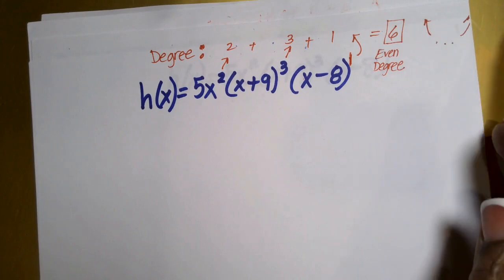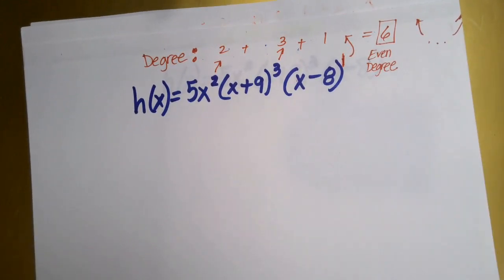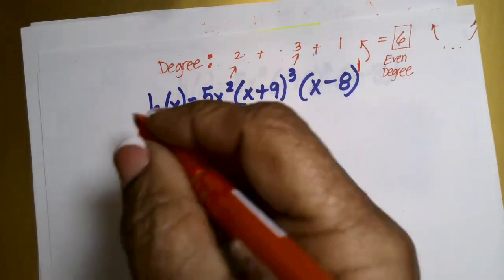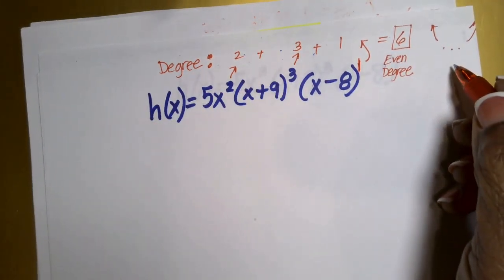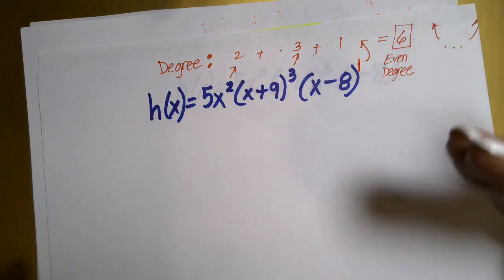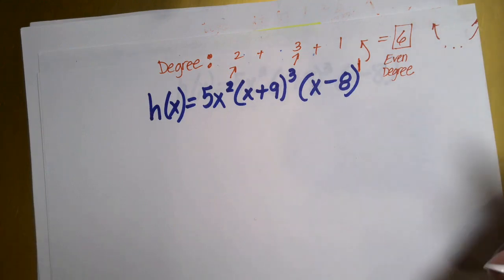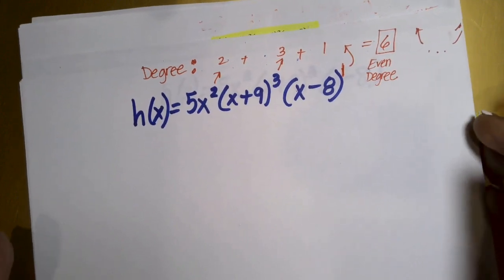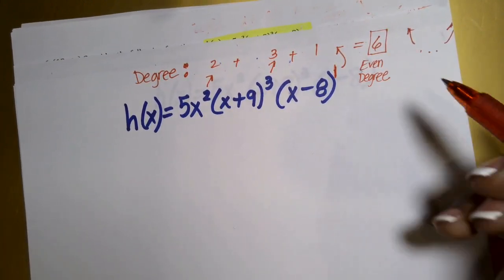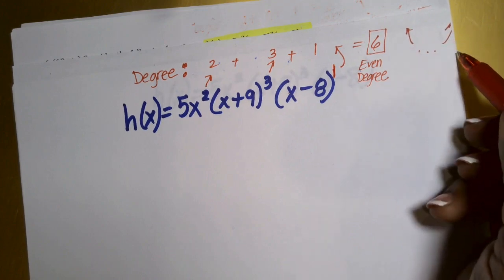Whenever you have even degrees, the end behaviors will do the same thing. Think of a parabola. If the leading coefficient a is positive, then both ends will rise, rise on the left, rise on the right. If the leading coefficient in a parabola is negative, then both ends will fall. The parabola will open downward, both ends fall. That's the case with all even degree functions. Both ends do the same thing. Positive leading coefficient going up, negative going down.